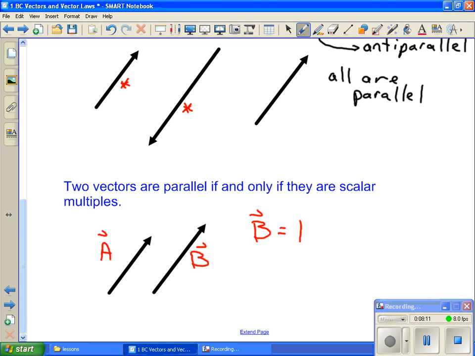B equals some scalar times A. So in this case, B is just a little bit longer, so it might be something like 1 1/4 times as long as A, just to pick a number there. So if two vectors are scalar multiples, then they're also parallel. If they're parallel, you can take one, multiply it by some number, and get the other one. Any questions so far?